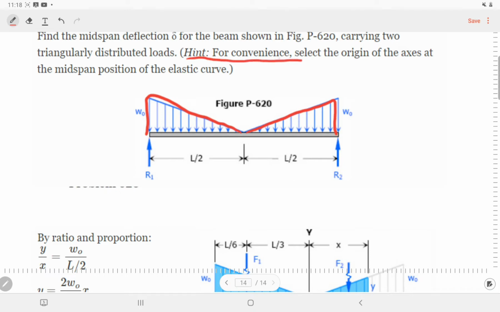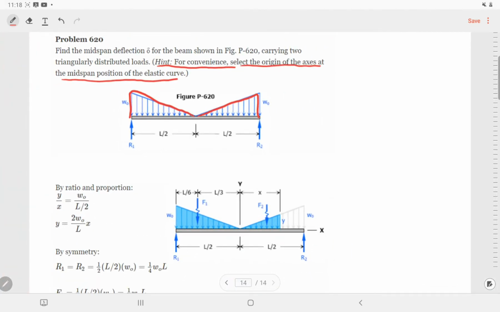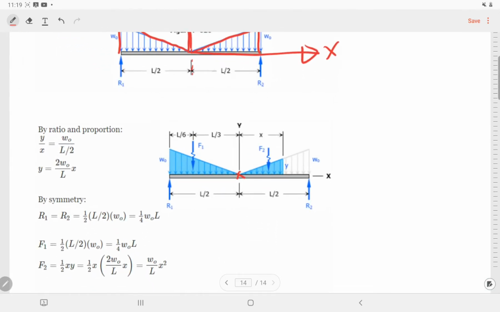What he said here is, for convenience, select the origin of the axis at the midspan of the elastic curve. So here is the midspan, and we choose the x-axis in this direction, so that means this point is going to be the origin. What does that mean? It means the y-axis is here, and x starts from here. Okay, so in this case, what we're going to do is like this.